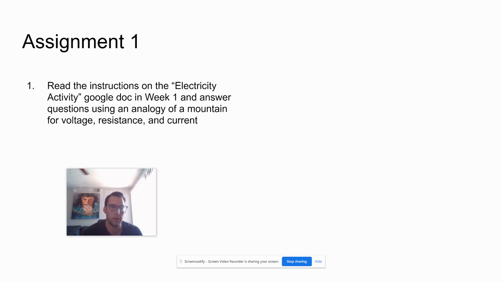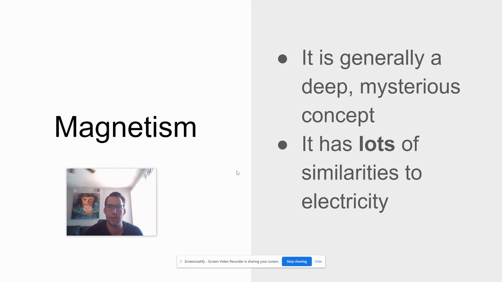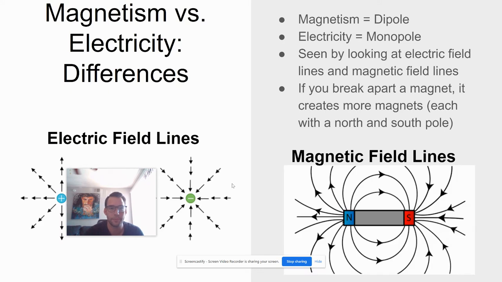And we're going to jump right into magnetism. So magnetism in general is a very deep and mysterious concept. It's stuff that we're still studying and still figuring out, but it has a lot of similarities to electricity, which is why we're doing it both in the same week.